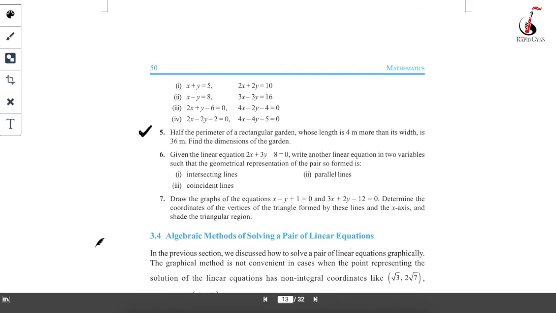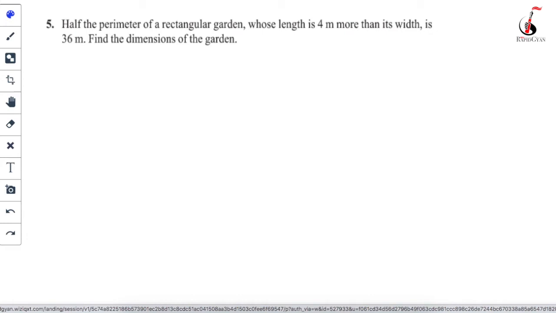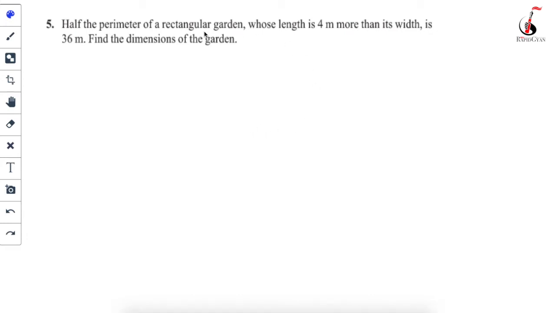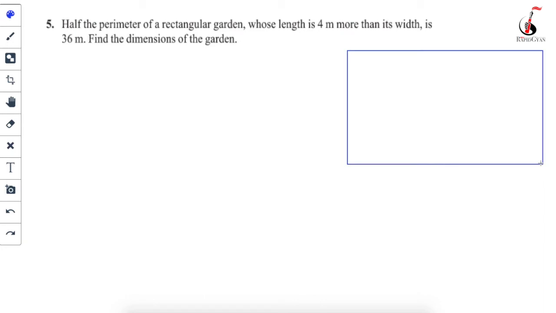So now we will start with your question number 5. The question is saying that half the perimeter of a rectangular garden, whose length is 4 meter more than its width. Okay, so let's first draw the rectangular garden. So this is going to be your rectangular garden.